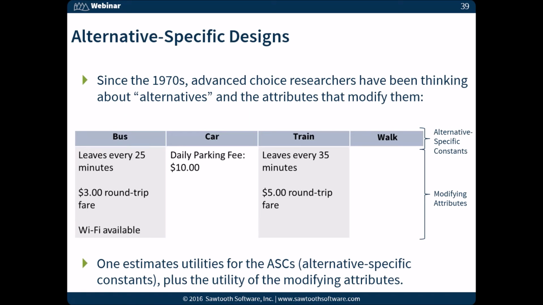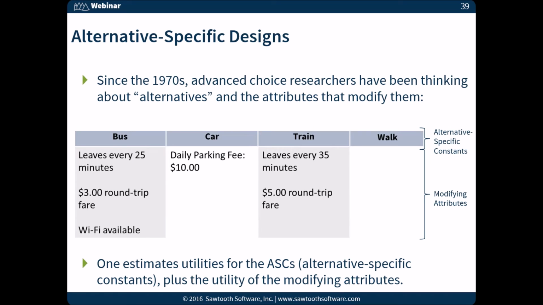So in our example, we have the alternative specific constant of our transportation mode, being the bus, the car, the train, or walking. And then we have these modifying attributes: when the mode leaves, the round trip fare, if Wi-Fi is available, if there's a parking fee, etc.